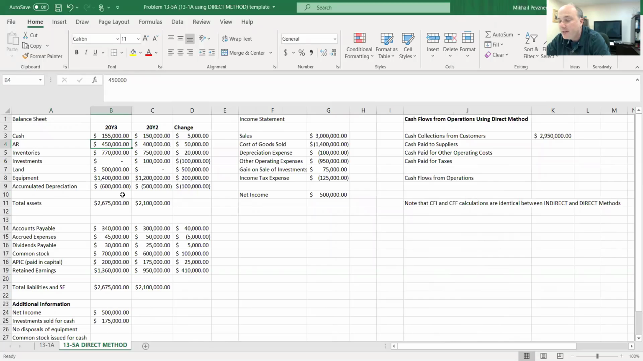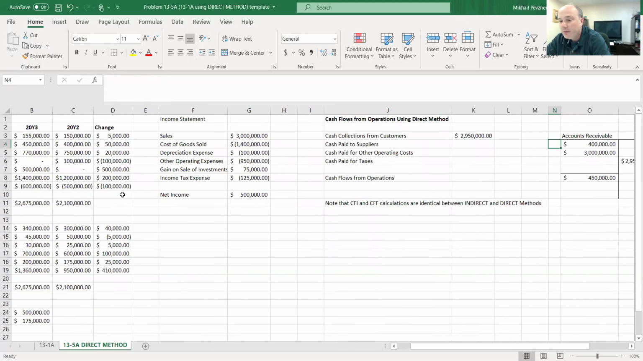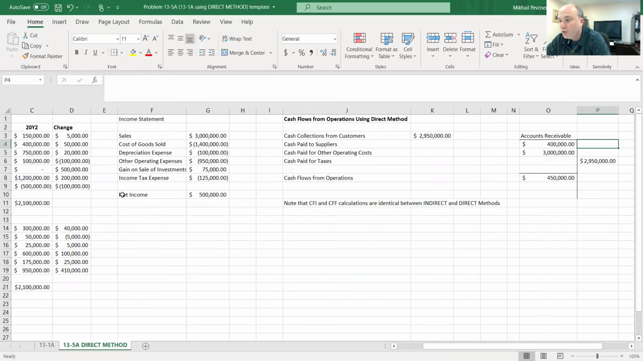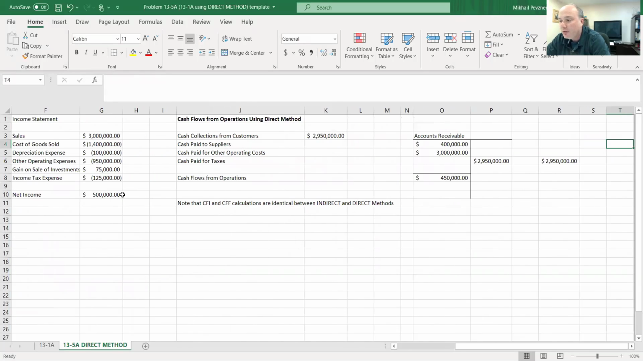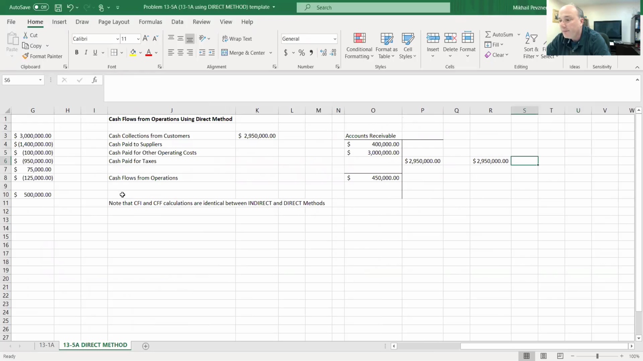Now, what was the corresponding part of cash for cost of goods sold? The cost of goods sold, the corresponding element is cash paid to suppliers. So now which account should I analyze for that?